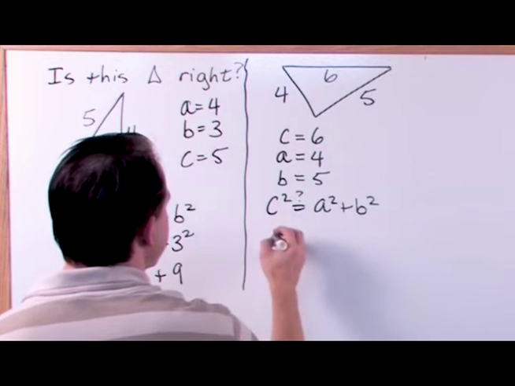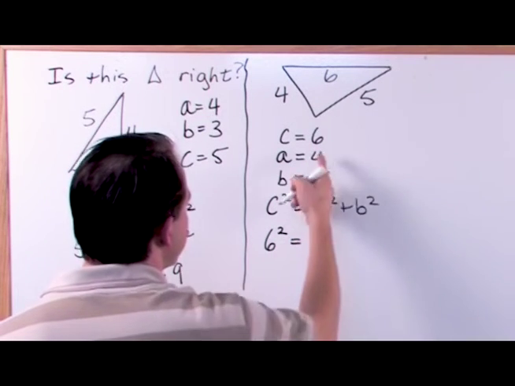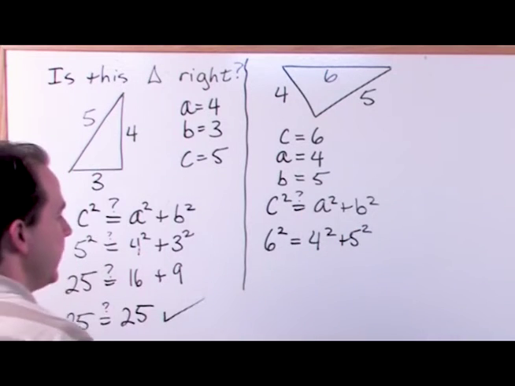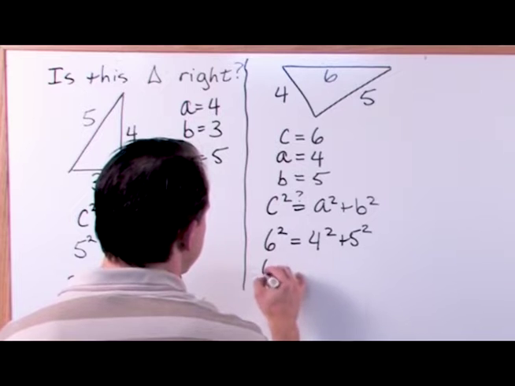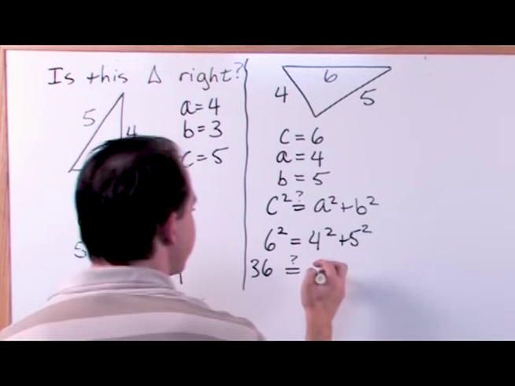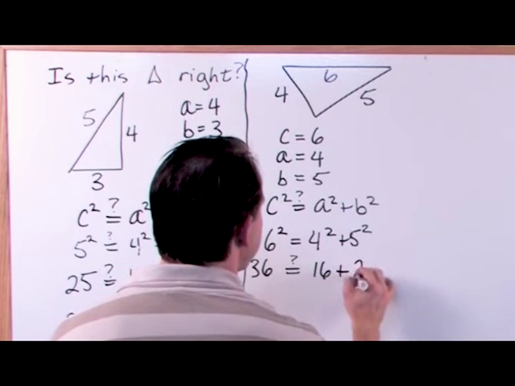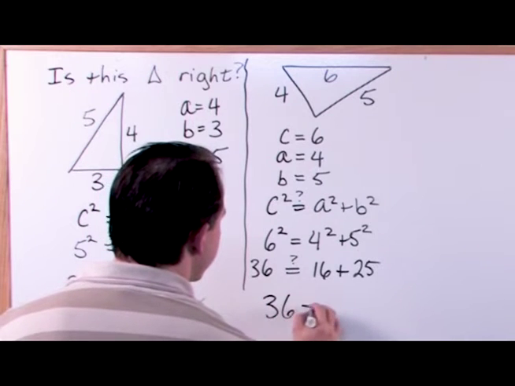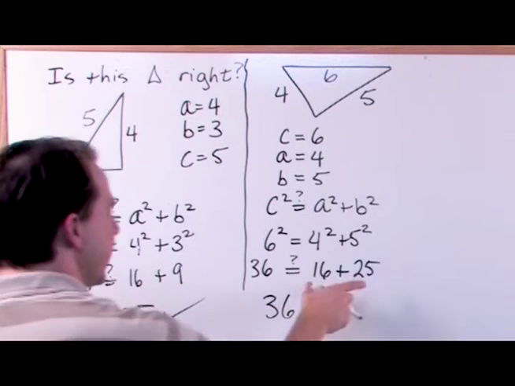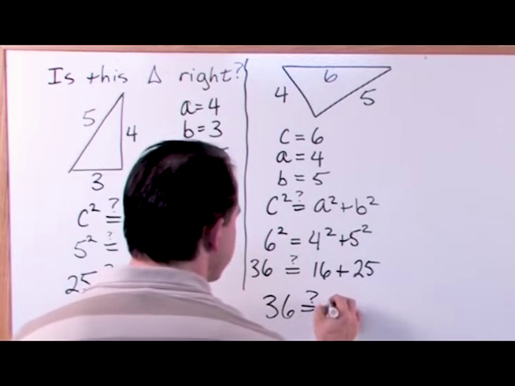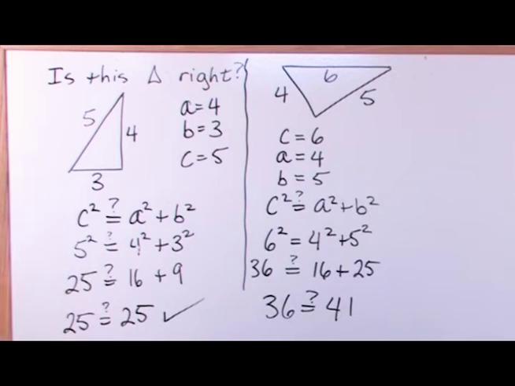So c is 6, so we're going to say 6 squared is equal to 4 squared plus 5 squared. We're just plugging in a and b. 6 times 6 is 36, and we're going to put a question mark to remind ourselves to ask. 4 times 4 is 16. 5 times 5 is 25. Okay? And so what we're going to do in this step is add these together, and we're going to get 41. Okay? 16 plus 25 is simply equal to 41.